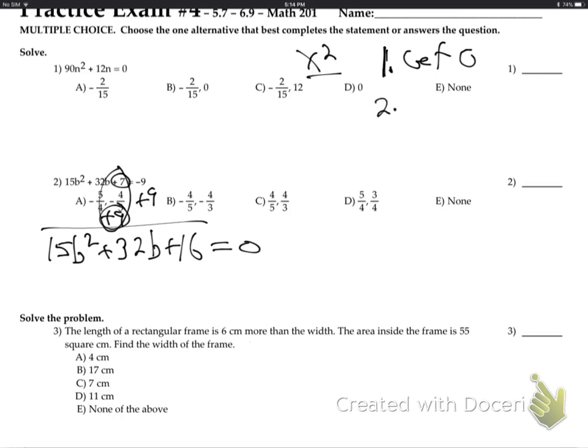That's step 1. Step 2 is factor. Now, this is a hard factoring one. First off, what about a GCF? Is there something that goes into 15, 32, and 16? No, nothing. 2 goes into 32 and 16, but 2 doesn't go into 15. Nothing goes into all three. They don't all have a b. The 16 doesn't have a b. So there's no letter in common. There's no number in common. It's not that kind of factoring.